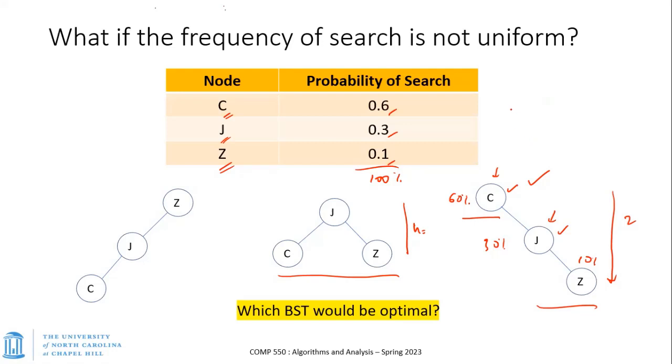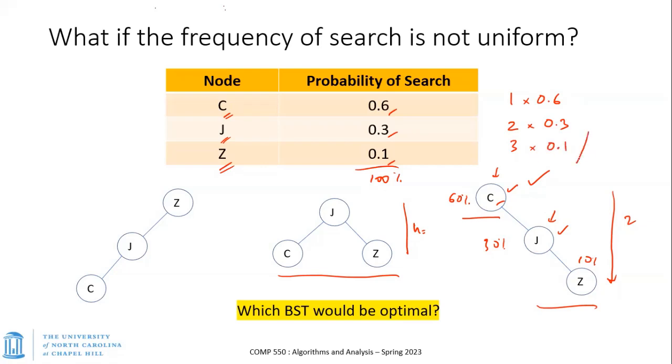So you basically say, well, we're calculating the expected number of examinations. In the first case for C, you'll only require examining one node, and the chance of that is 0.6. The second case is when you're looking for J, you have two nodes to examine, first and second, multiplied by 0.3. This happens 30% of the time. And in this case, you have to examine three nodes, and the chance of that is 0.1.